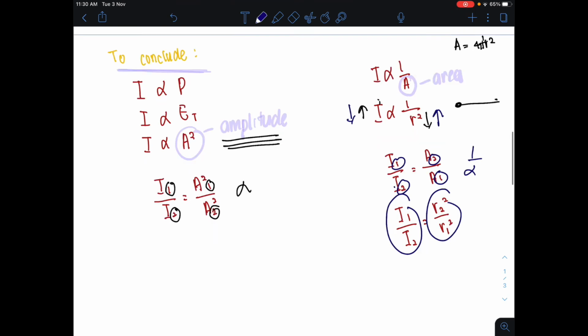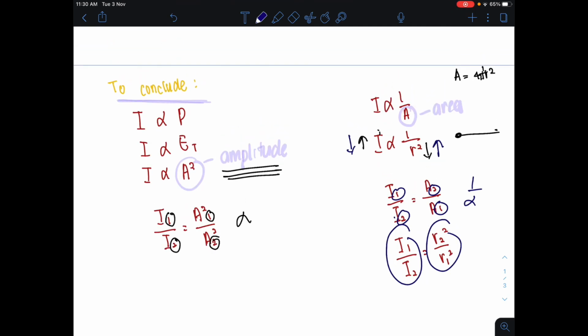Okay, alright, itu sahaja untuk bahagian sound intensity. This is a very small subtopic and a very easy subtopic. Kalau ada apa-apa soalan boleh roger miss lah.